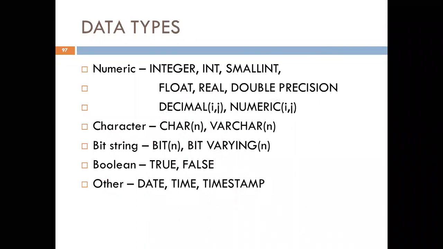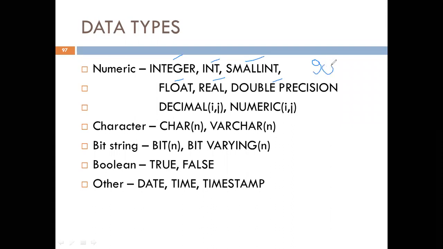So now let us look into various data types. Various data types include integer, short form int, small int, float, real, double precision, and we can also specify the decimal values, or in programming terminology we call them floating point numbers, like in our previous example, the marks, so our percentage.